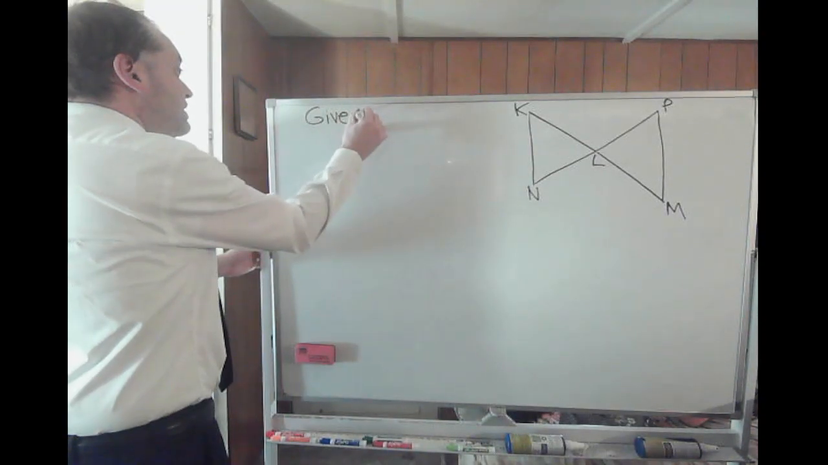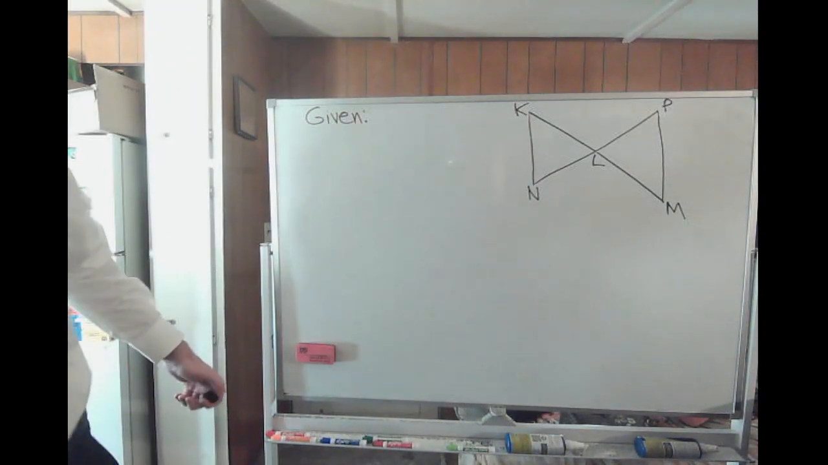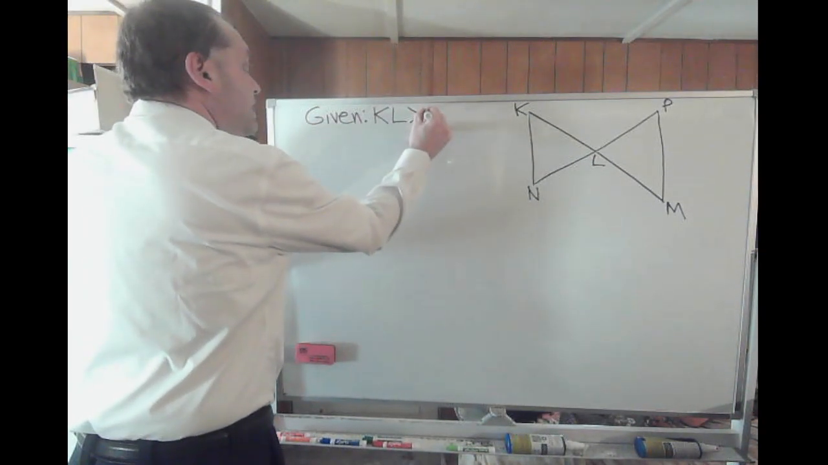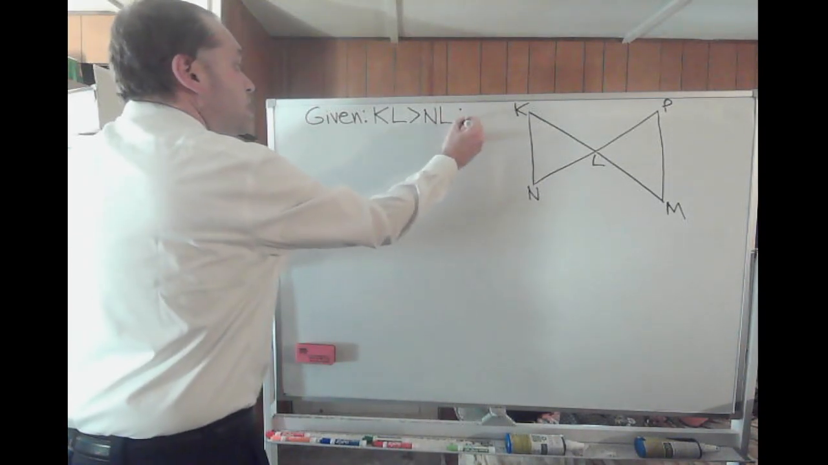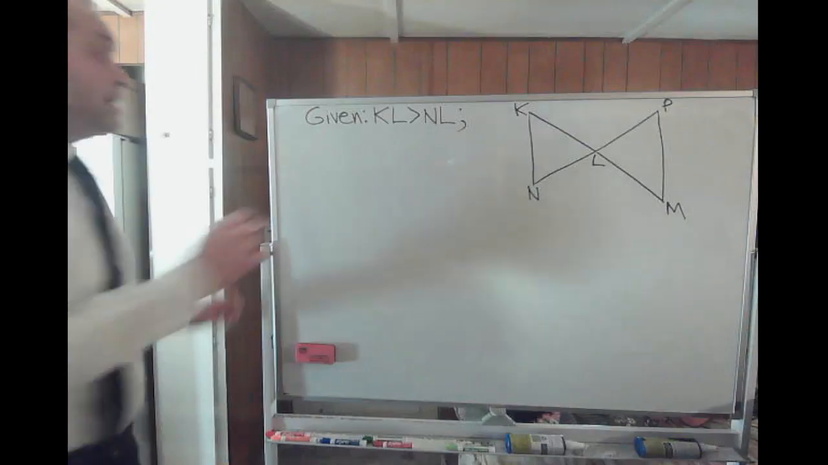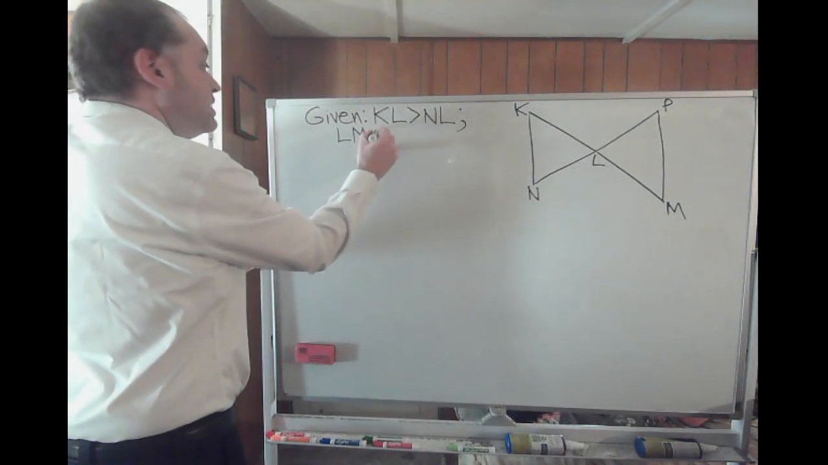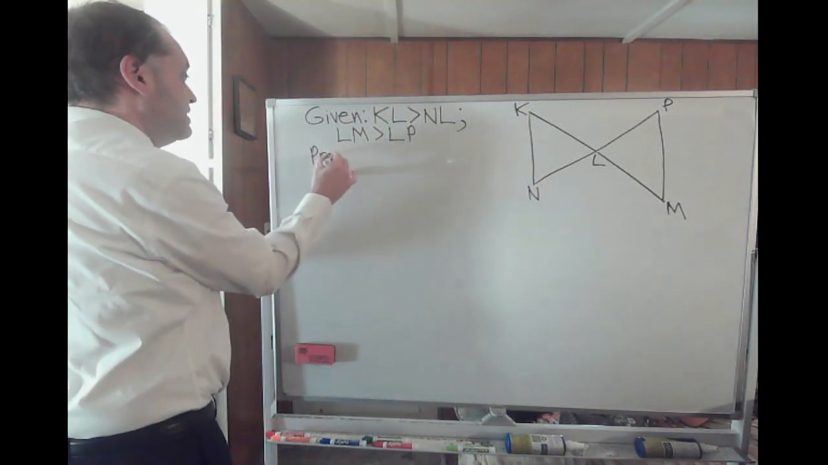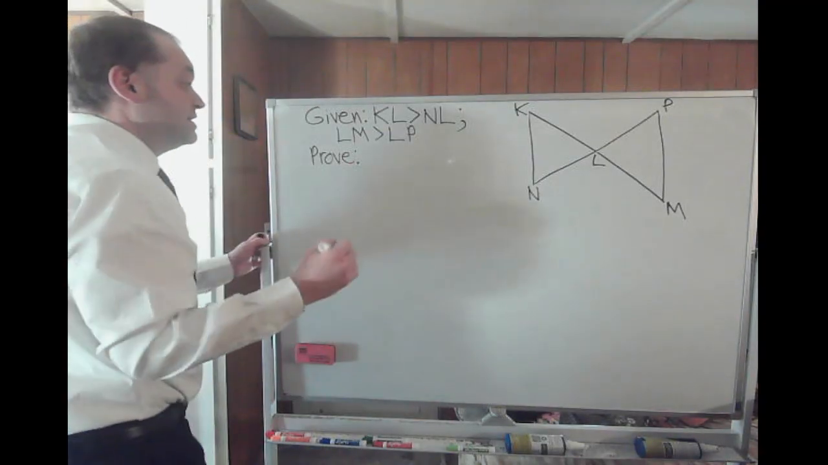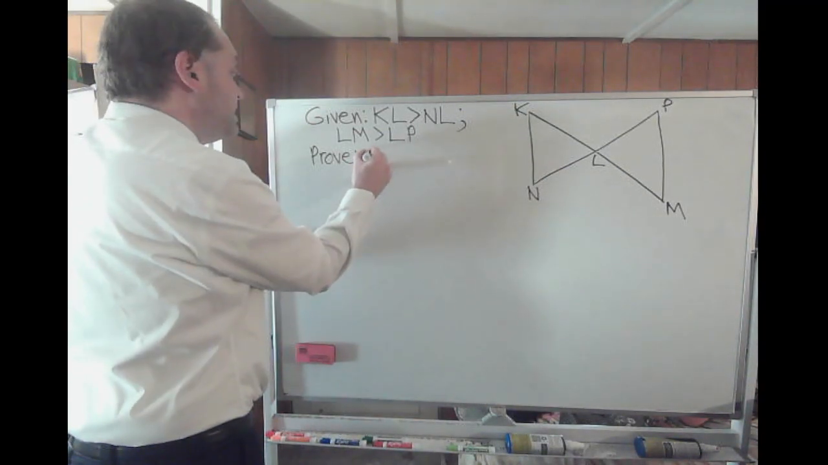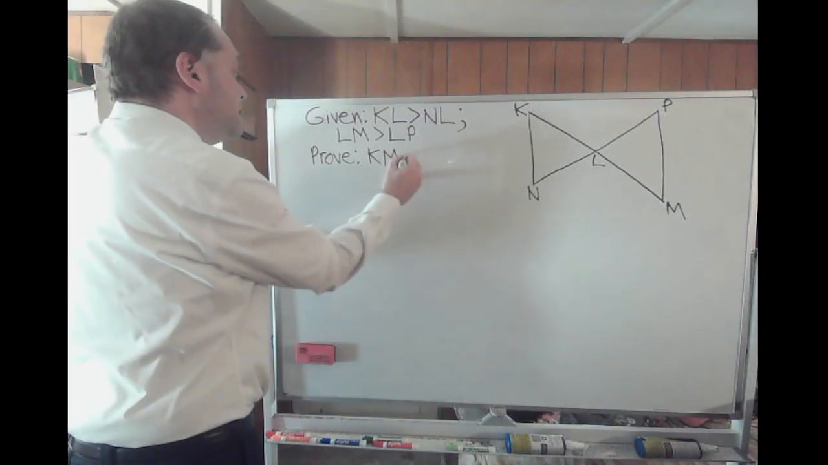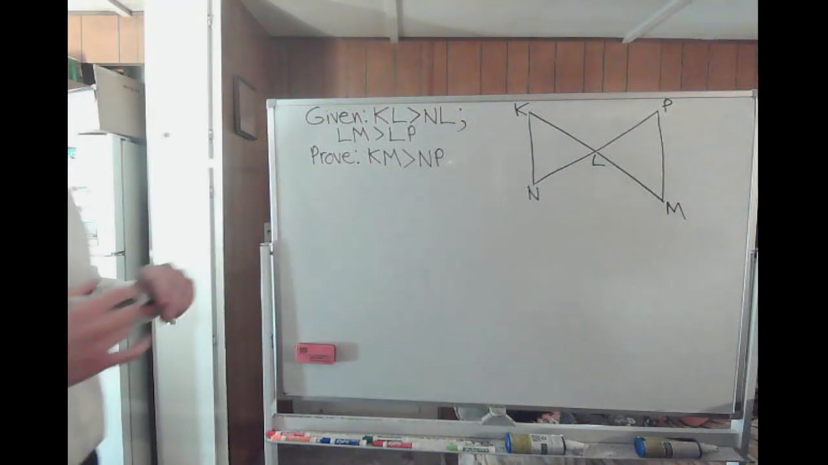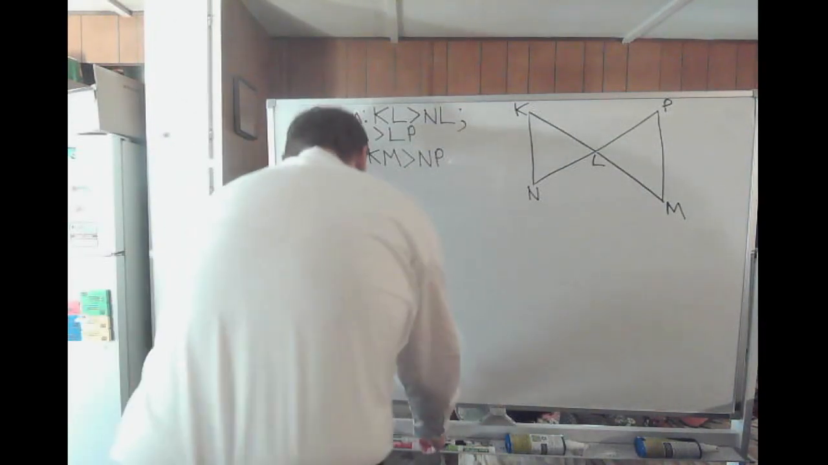So we have been given that KL is greater than NL. We're also given that LM is greater than LP. What we have to prove out of this is that KM is greater than NP. That's what we ultimately have to prove, that KM is greater than NP.